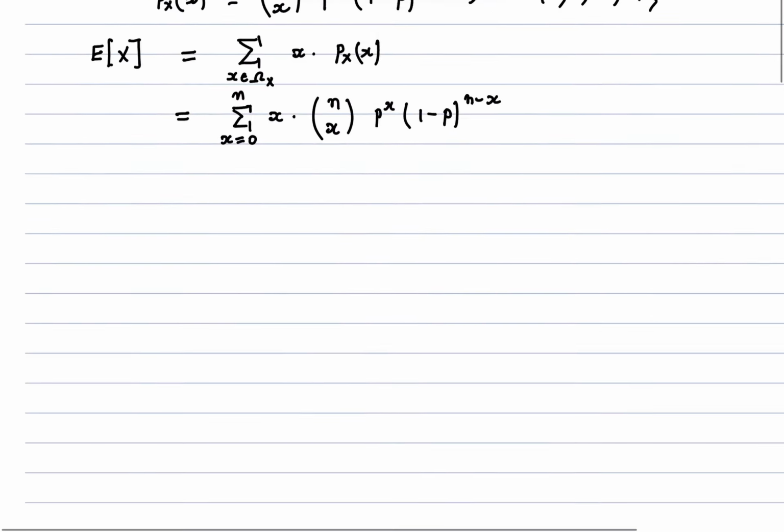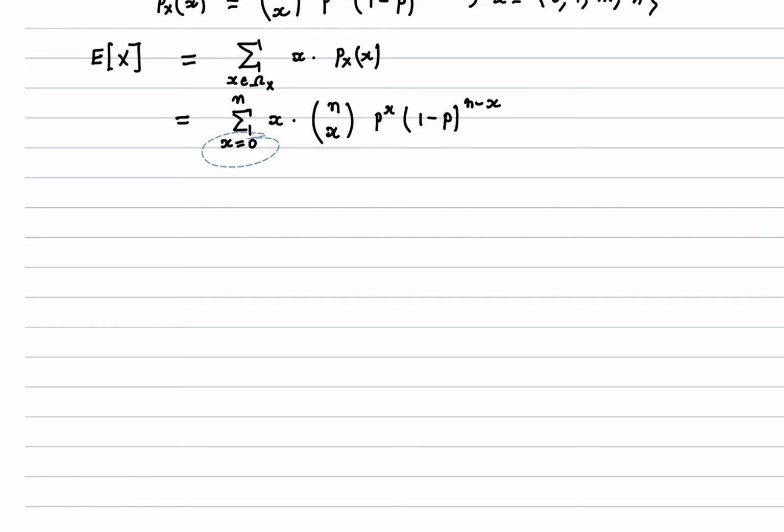Here is where it can become interesting. The first thing to note is the first part of the terminal, x equals 0. When you plug x equals 0 into this expression, you actually get a 0 out the front, and so the whole first term in this summation is just 0. So I'm going to simplify it a bit and say it's just the sum from x equals 1 to n of x times the rest.